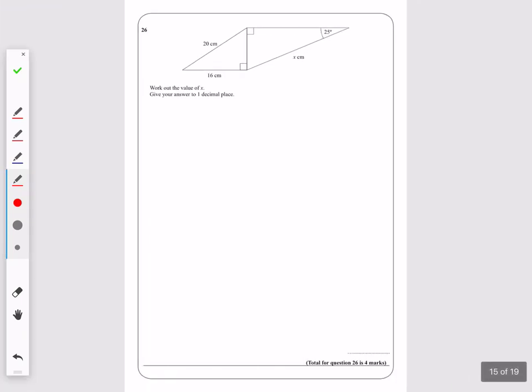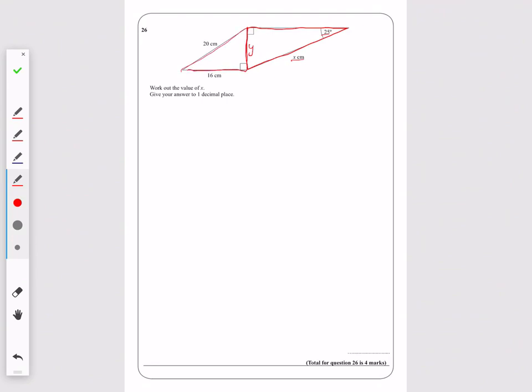Question 26. It says, work out the value of x, give your answer to 1 decimal place. So in this triangle here, we've got x, which is a side that we're after, and we've got an angle, so we're going to be using trigonometry. But we need another piece of information. We need this one here. I'm going to call it y. And we can work this one out by looking at this triangle here.